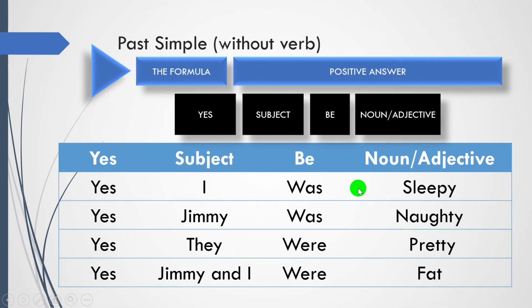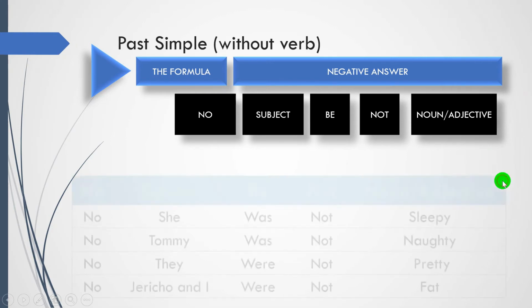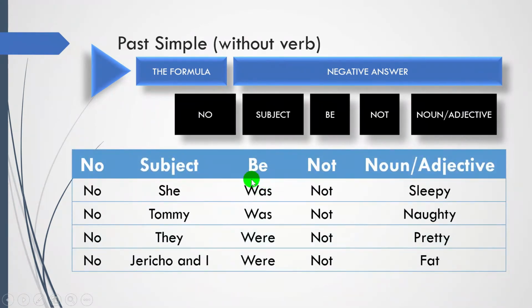Okay, here I try to mix was and then were from the subject itself. And then for the negative answer, no followed by the negative pattern: subject followed by be followed by not, and so on. And then here is the sample. I try also to mix. You see, no at the beginning of the sentence followed by the negative form. So this is for the past simple without verb.